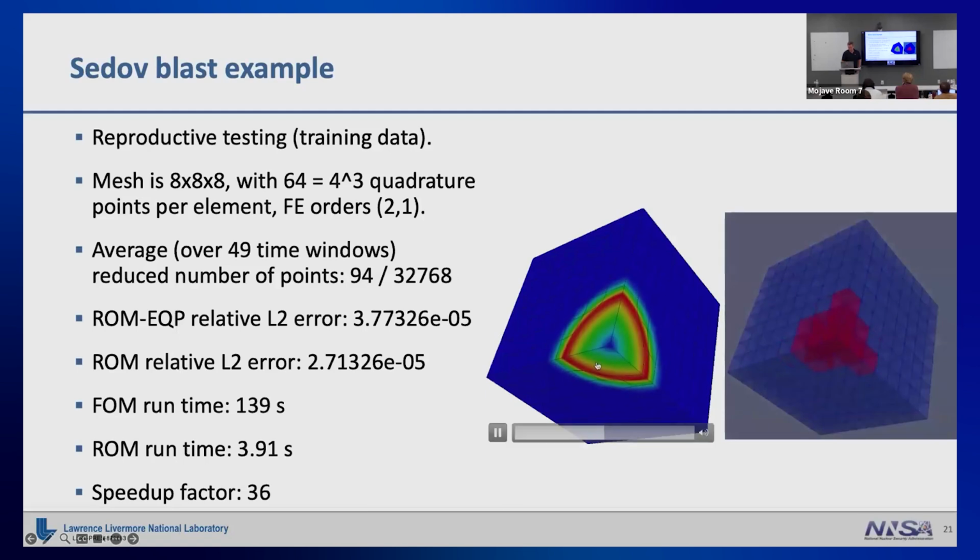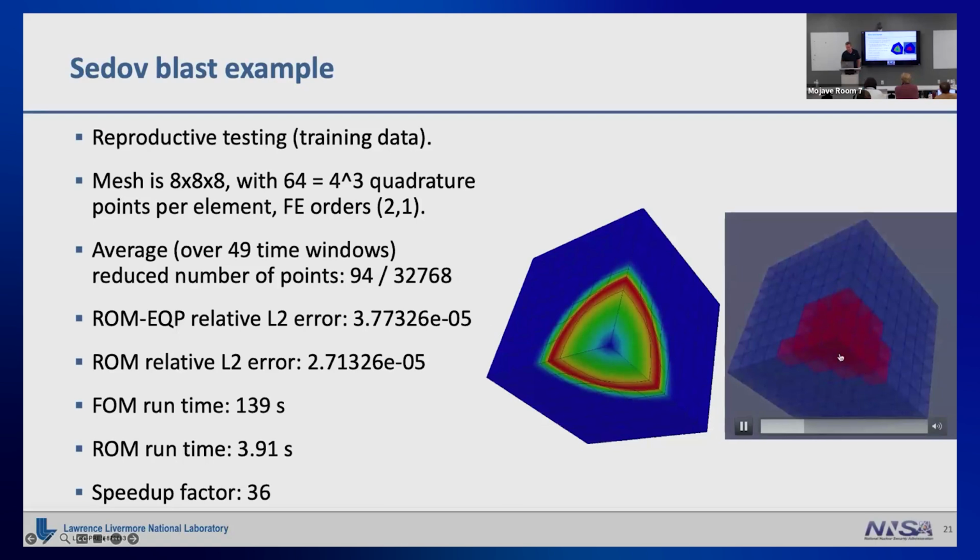Well, here's that Sedov example. You can see the velocity magnitude on the left and the sampled elements on the right. So this is showing you that the NNLS reduced quadrature is taking weights that are where the computation is. Right? See, it's following the shock front there. We reduce the number of quadrature points from 32,000 on average over the time windows to about 94 on average.